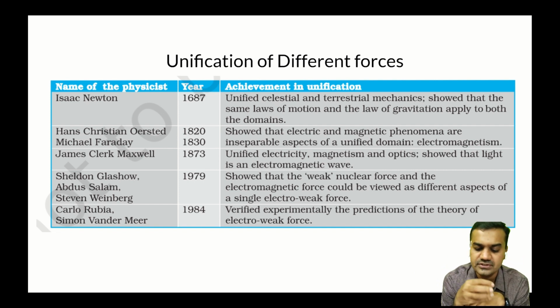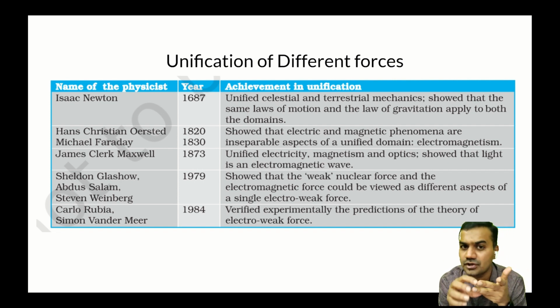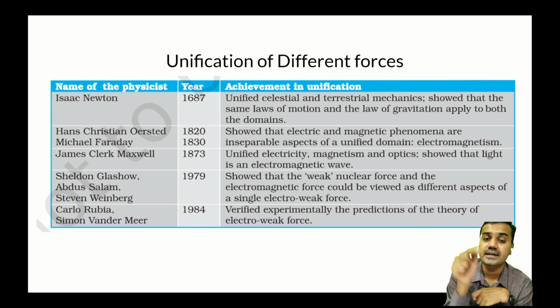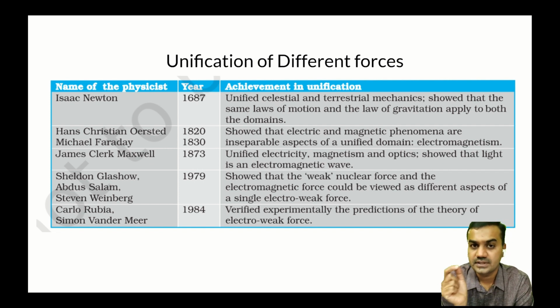Now Maxwell says that electricity, magnetism, and optics are interconnected. So he unified electricity and magnetism and optics. How did he unify them? Very simple. Optics means the branch which deals with light, and Maxwell says that light itself is an electromagnetic wave. Light is nothing but an electromagnetic wave.